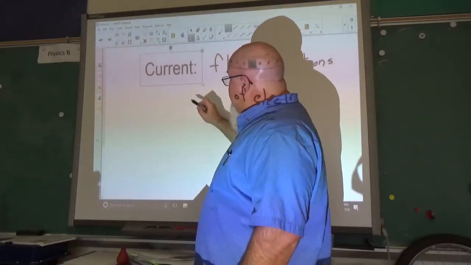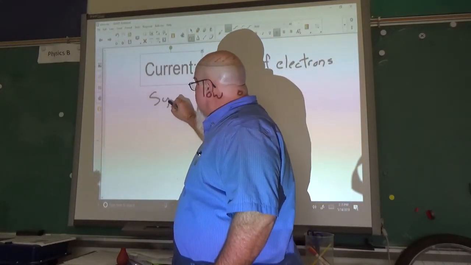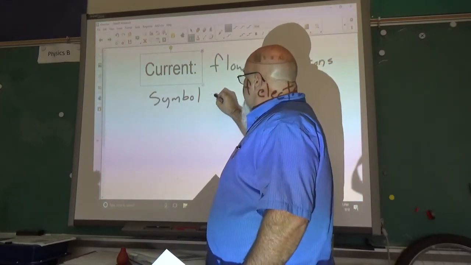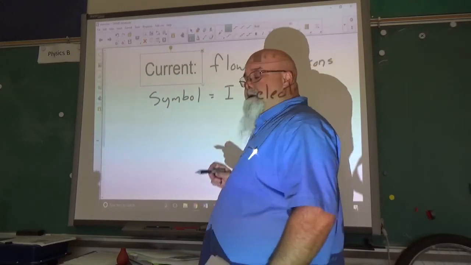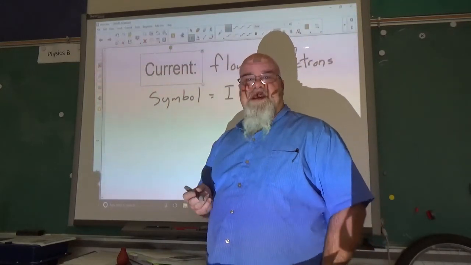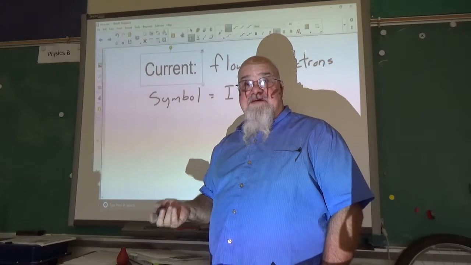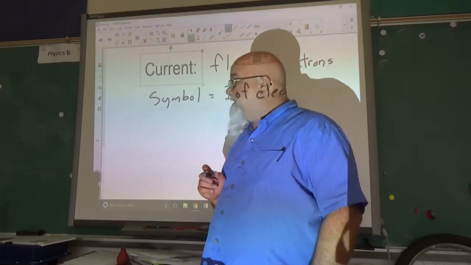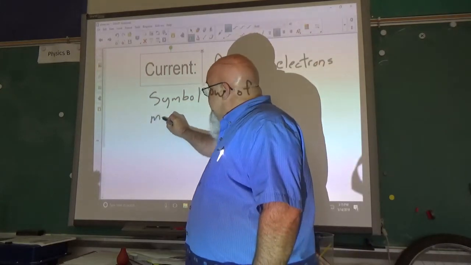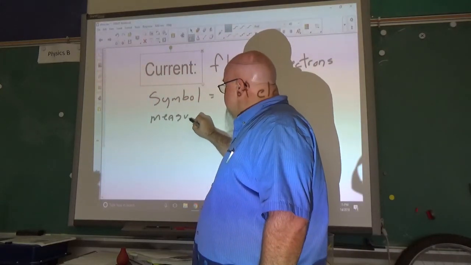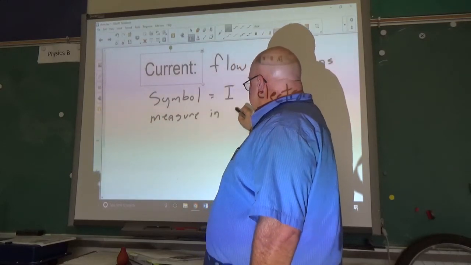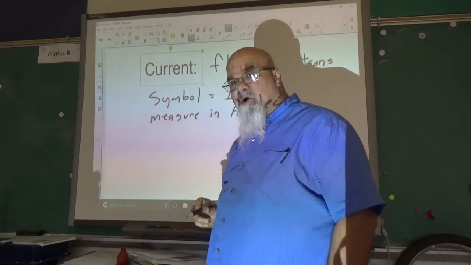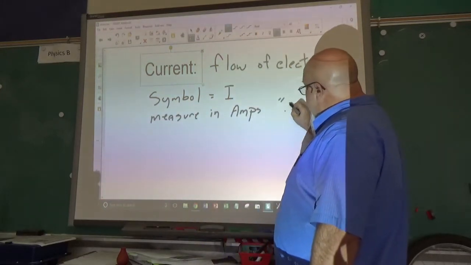Where a lot of people get confused is the symbol. It is a capital I. It goes back to a Greek meaning of induction. But we use I for it. In the formula, it's V equals IR. The I stands for current. It is measured in amps. And the symbol we will usually use is a capital A.